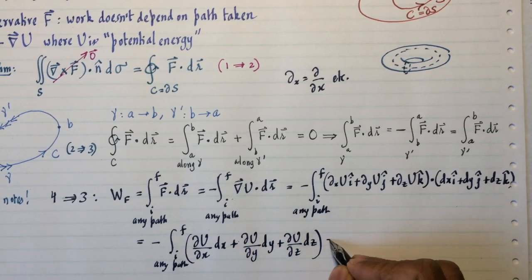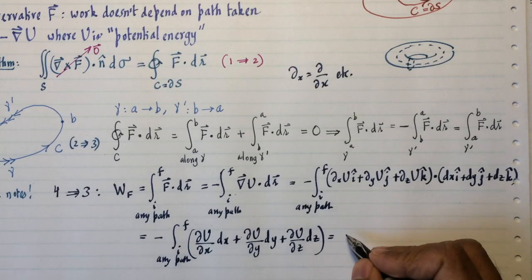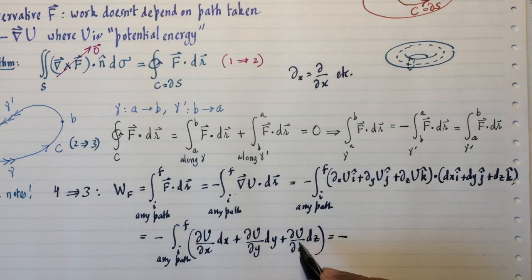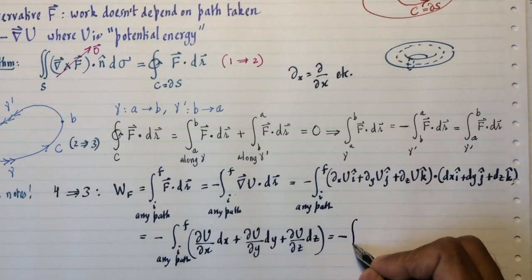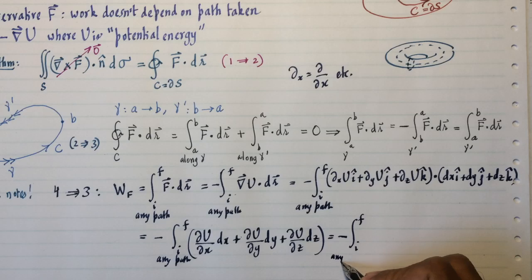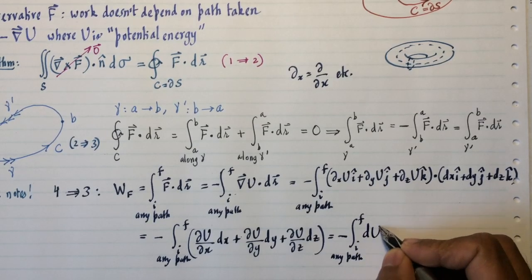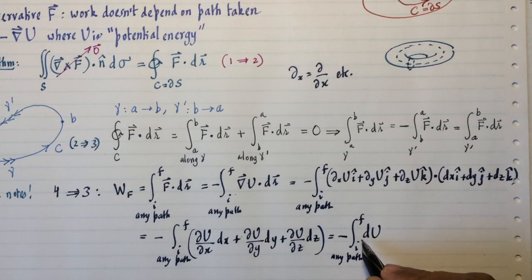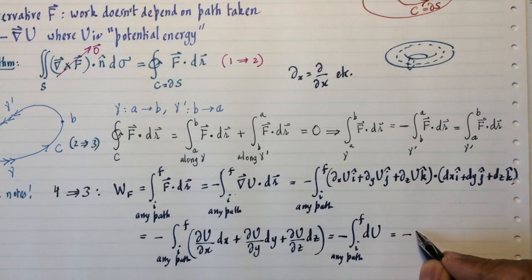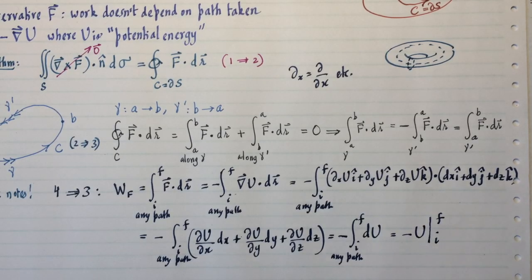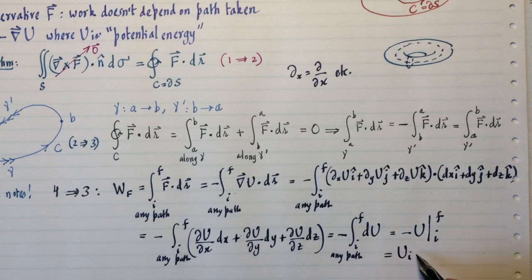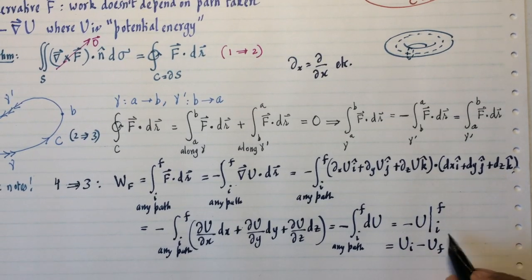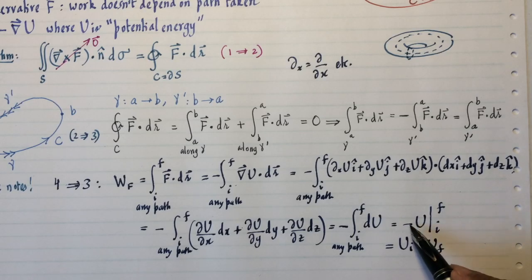I wrote it in full because I want to jog your memory from multivariable calculus, and you should immediately realize, oh, that's just a differential du. So that's the integral from i to f along any path of du. Well, the first fundamental theorem of calculus, in this case just ordinary calculus because it's a one-dimensional integral: the integral of a derivative is just a function. So I'm going to get negative u between initial and final. It would be u final minus u initial, but because of the minus sign it gets flipped. So it's u initial minus u final.